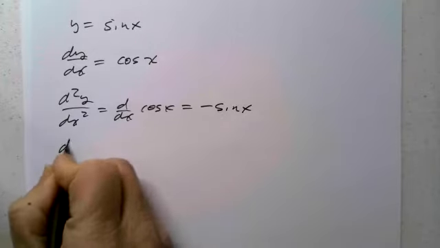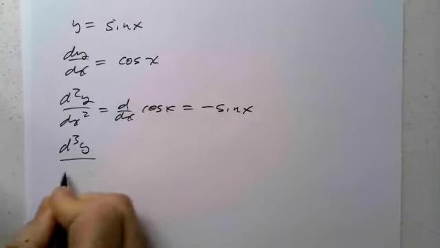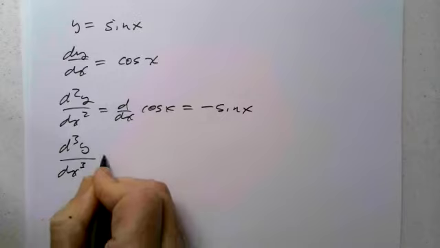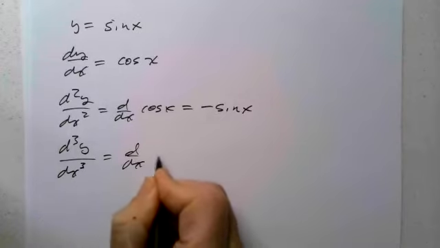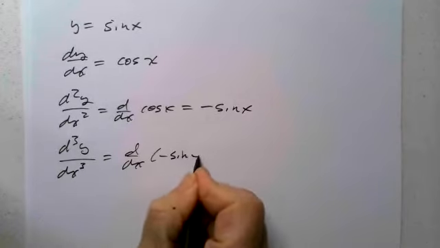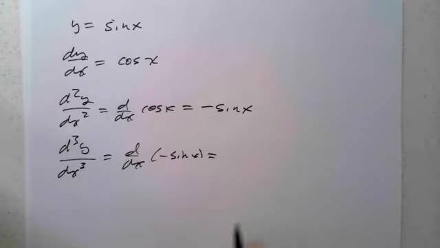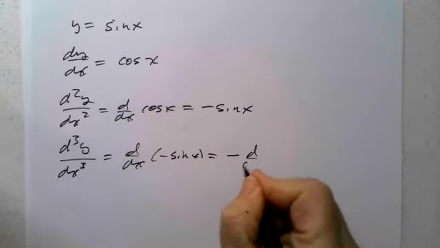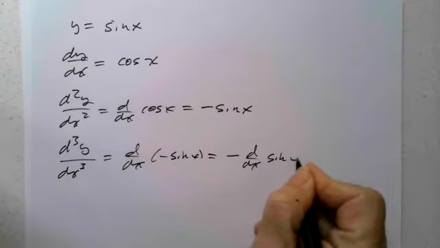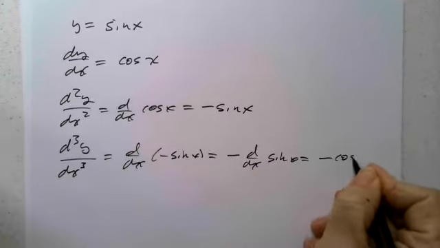The third derivative, d3y dx cubed, would be the derivative of minus sine x. Pull the minus out in front, that is minus the derivative of sine x, which of course is minus cos x.